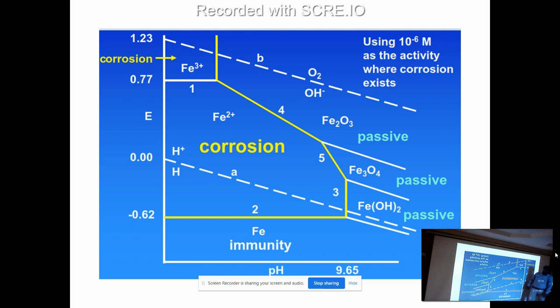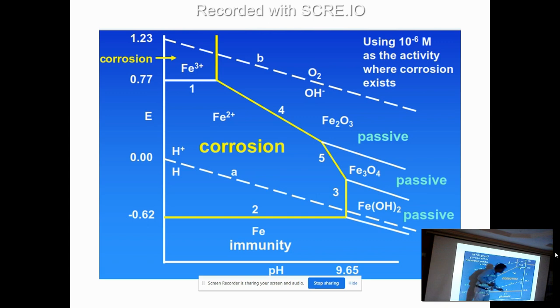Now passive, what is passive? I told you, oxide layers. Look at this passive zone, Fe2O3 oxide layer is formed, Fe3O4, that's again one more oxide. In the passive zone, Fe(OH)2, that's also a hydroxide layer, we can call it something like an oxide layer. So these three zones are passive, this is the corrosion zone and this is the immunity zone.